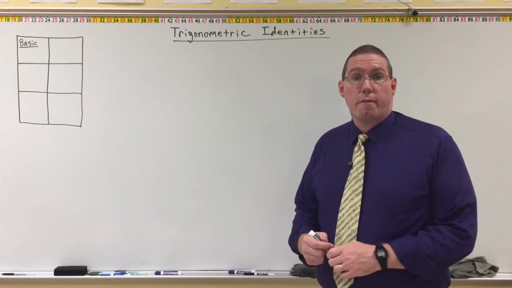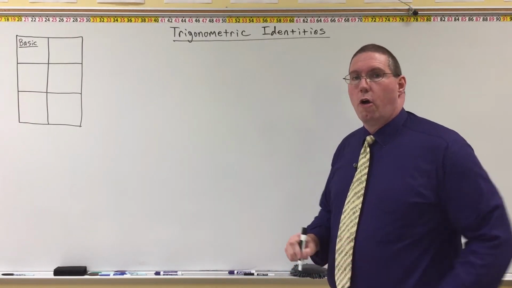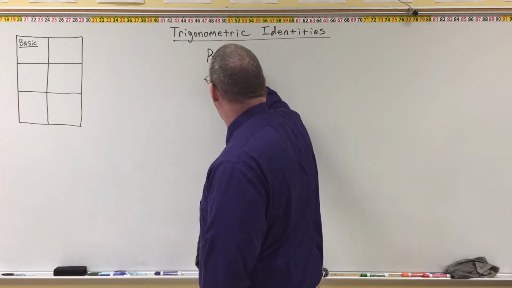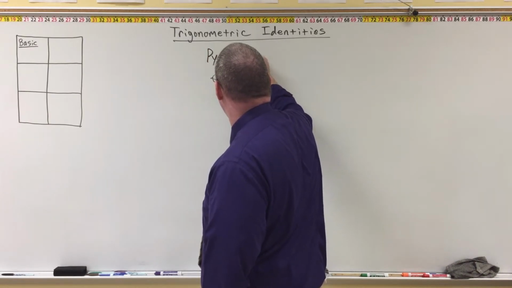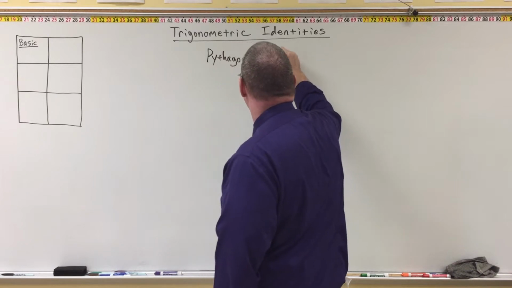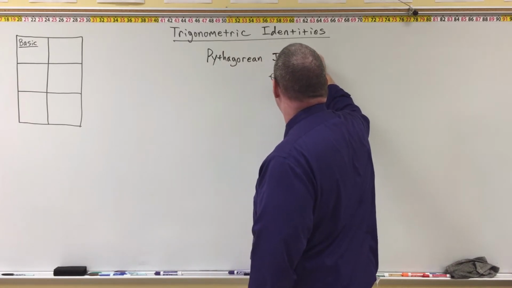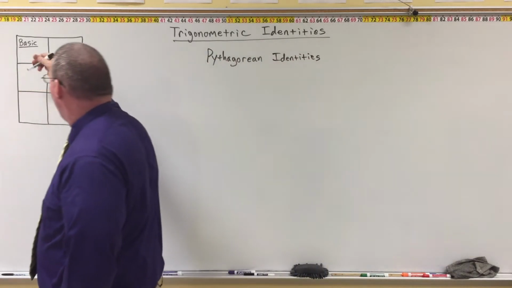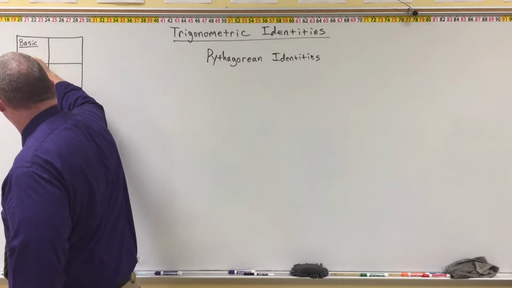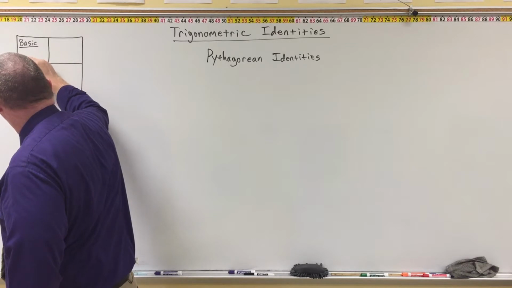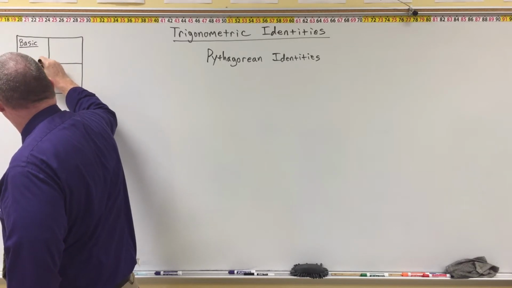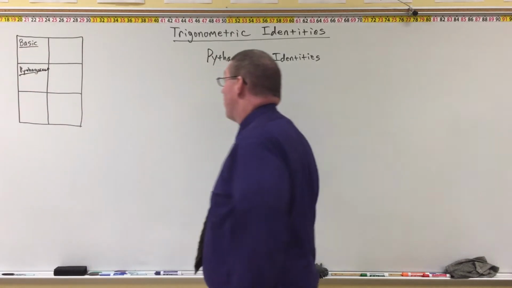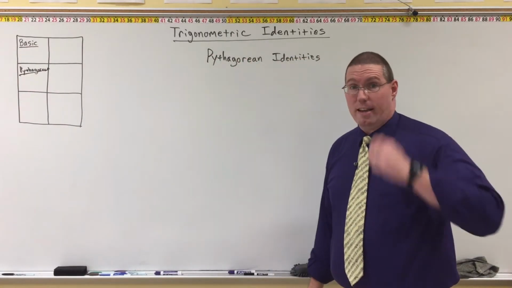All right, our next set of trigonometric identities are called the Pythagorean identities. Now, we're going to put that in the next box down. So right here, you're going to put the word Pythagorean and underline that, okay? And so now there's only 3 Pythagorean identities, okay?